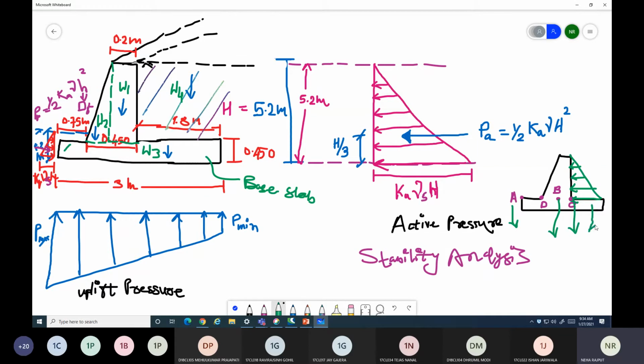This is your heel part, when we design the heel slab, and this is toe part. And point D is for the toe design. So this A, B, C, D point you need to remember, so that it will be easy for you to get the moment for each and every element.